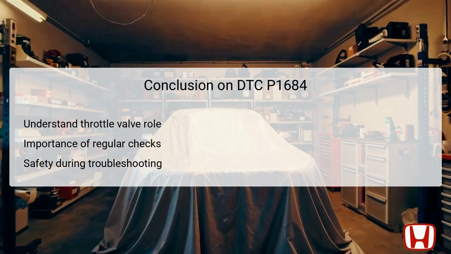In conclusion, understanding DTC P1684 is vital for maintaining optimal performance in Honda Civic models from 2011 to 2015. The throttle valve's performance is crucial as it directly impacts engine responsiveness and overall vehicle safety. Regular checks and maintenance practices can prevent the onset of this trouble code and ensure that the vehicle remains in top condition. Additionally, safety should always be a priority.